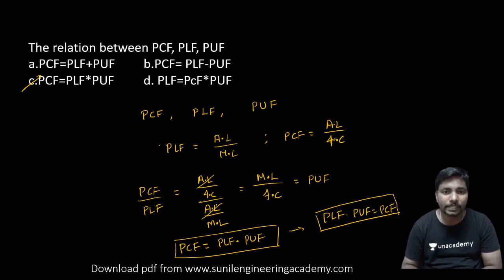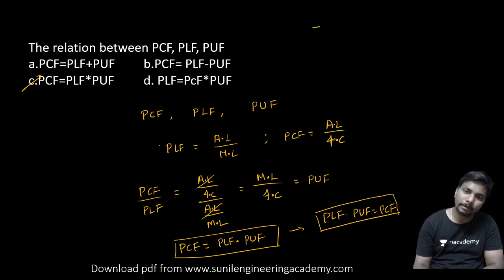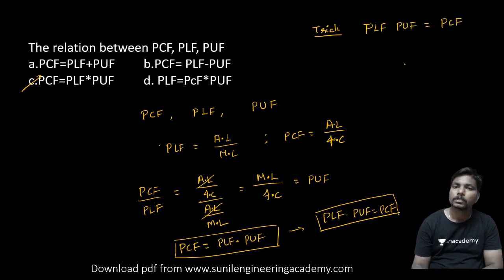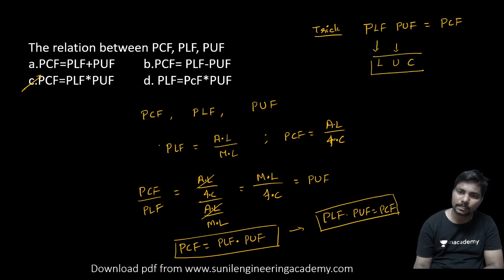So how to remember in an easy manner? Small tricks to remember. Here we are getting PLF into PUF is equal to PCF. So plant factor, plant factor, plant factor. If you remove all those, here load factor L, utilization factor U, capacity factor C. So just remember as luck. LUC, luck.